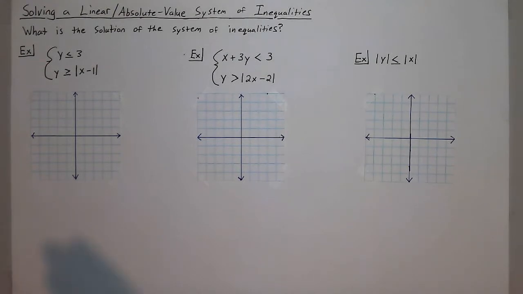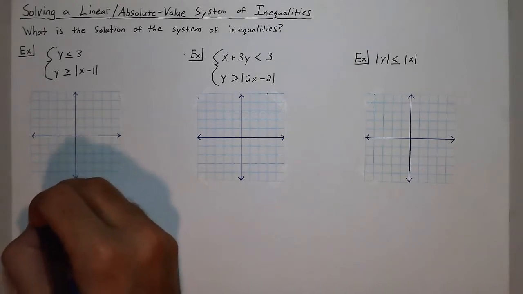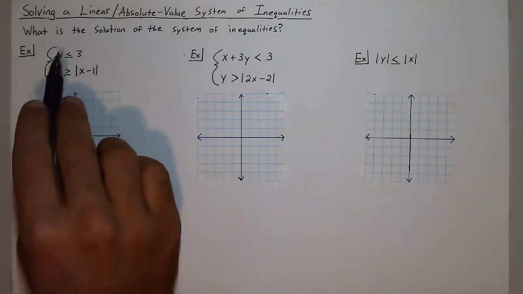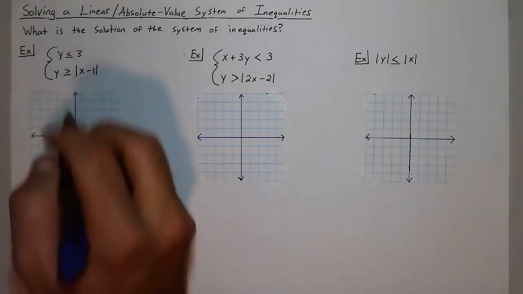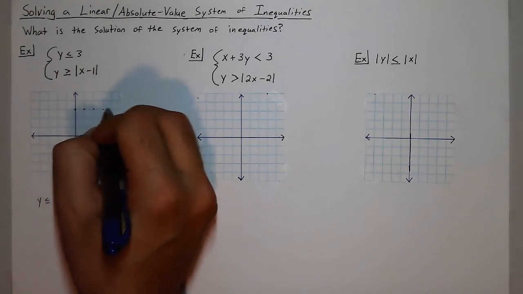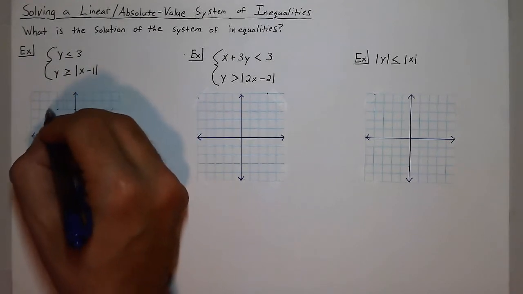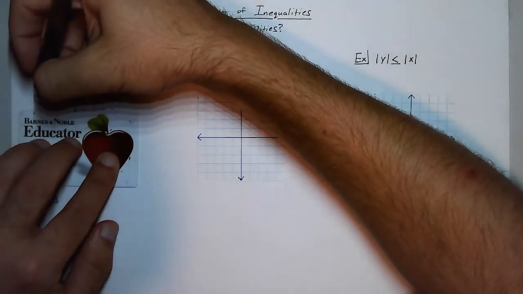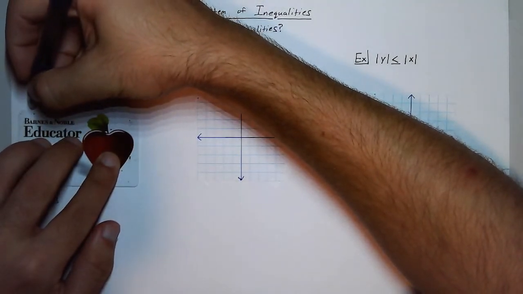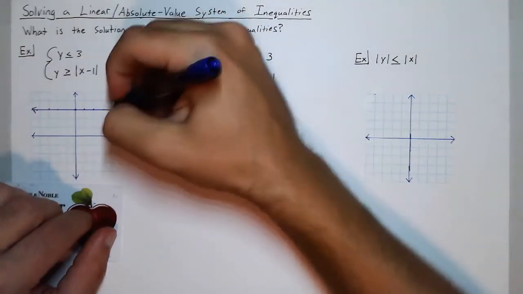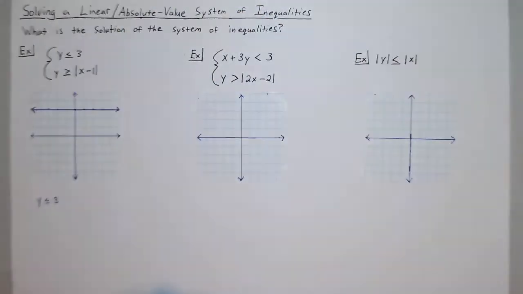Now we'll start with the top equation. y is less than or equal to 3, and this equation is just going to be a horizontal line at y equals 3. So I'll put several dots, but it's going to be this horizontal line. And it is equal to, which means that it's going to be a solid line. And everything below this line will be shaded.